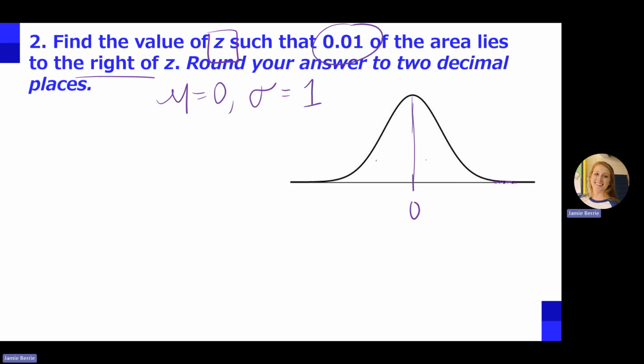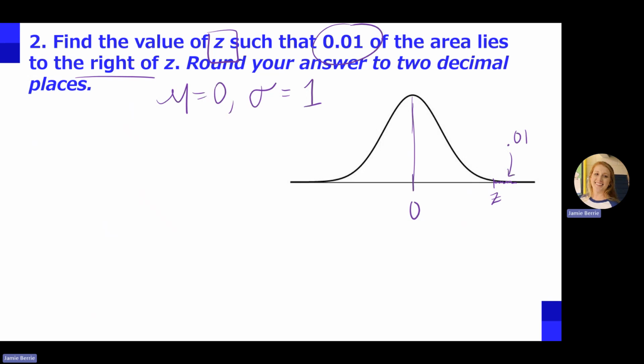I'm going to erase all my lines. Just shading right in the tail. And I'm going to draw an arrow and put that's 0.01. And then here's my z value, my z-score. I'm expecting this to be a positive z-score because it's on the right-hand side of the curve. It's to the right of 0.